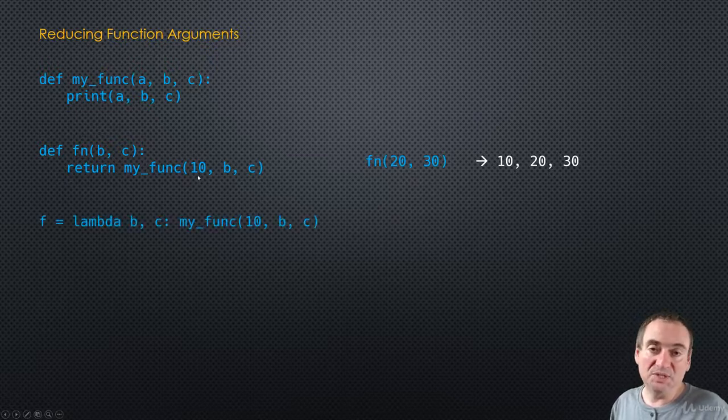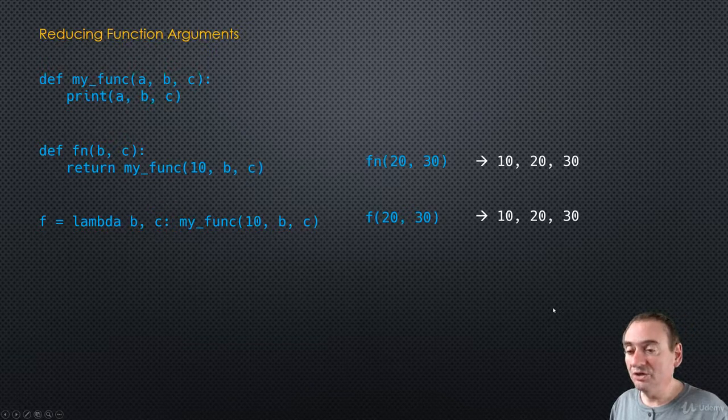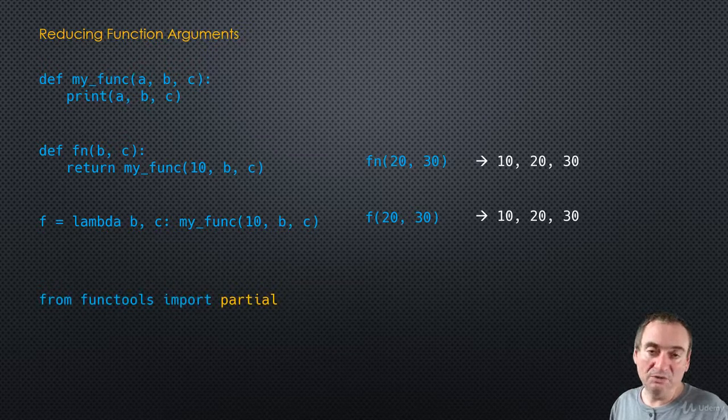We can also use a lambda to do the same thing. So in this case, we're going to take in 2 arguments, and then we're going to call myfunc, and we're going to pass in 10 for a, and then the b and c arguments will get passed to the b and c arguments of myfunc. So exactly the same thing as what we did in this def here. And so the output will again be 10, 20, 30. So that's pretty standard. You can do things that way. We'll see why you may want to decrease the number of arguments and predetermine or preset what an argument might be ahead of time. But you can also do it using the partial function that's available in the functools module.